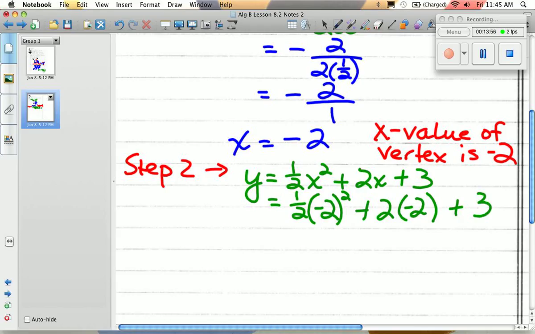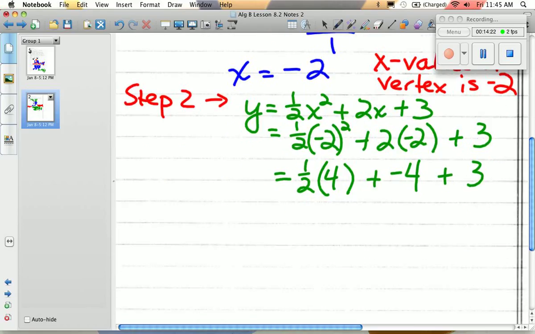I don't want you using your calculators because this can be done very easily without. What do we do first here? Do we take half of negative 2? We square the negative 2 first. So we have 1/2 times 4, plus negative 4, because positive 2 times negative 2 is negative 4, then plus 3. Half of 4 is 2.